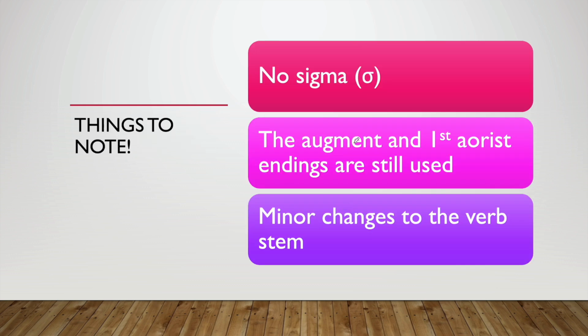So things to note with these liquid aorists: there's no sigma; it's gone. The augment and the first aorist endings are still used. First aorist endings are zero, sigma, epsilon and movable nu, μεν, τε, and ν. Okay, these endings are still the same as we saw with the first aorist paradigm that we first learned. Still the same, but the only difference is there's no sigma. And there are minor changes to the verb stem.